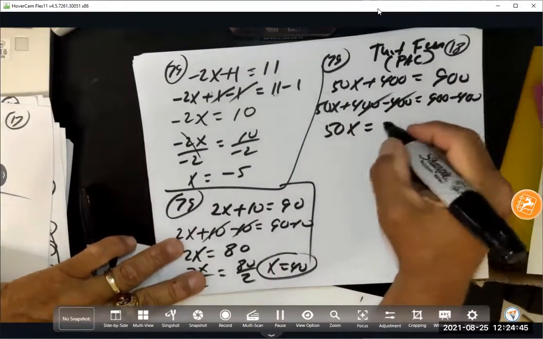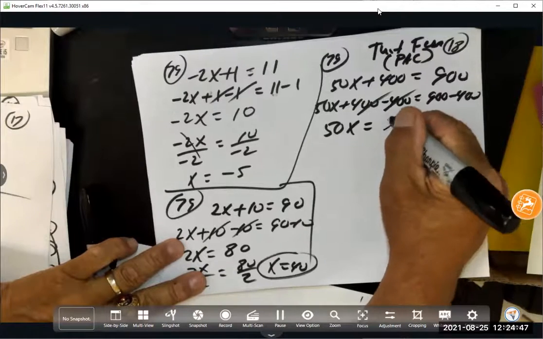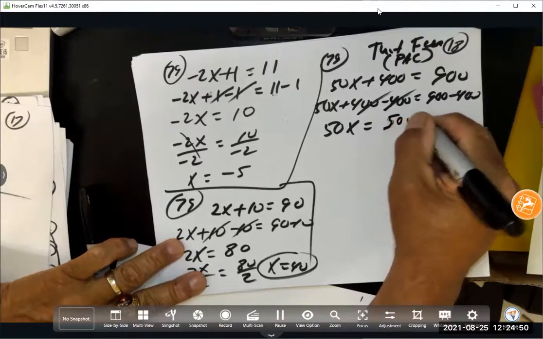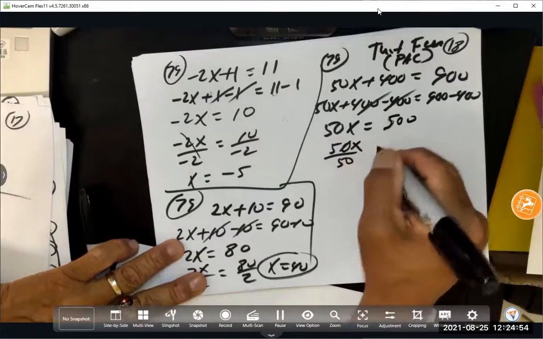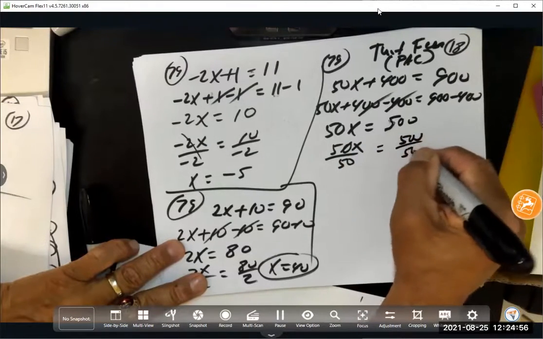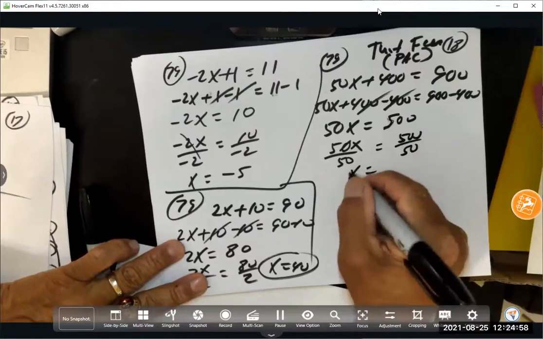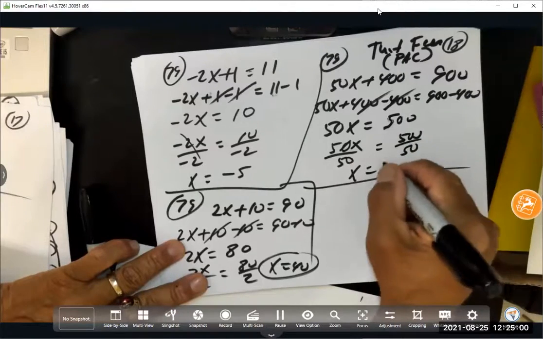Okay. And I'll do another one like that one. Watch, check it out. All right, so this is going to be 500. So now divide both sides by what number? 50. And then 50 equals 10. And then this one by 50. So the answer is going to be what? 10. Yes. All right.